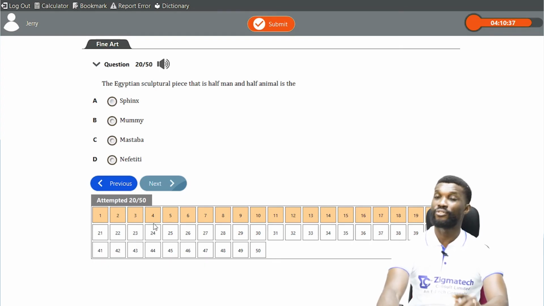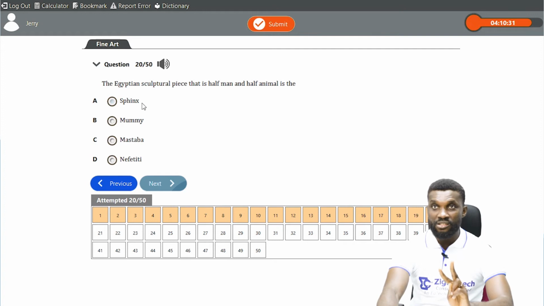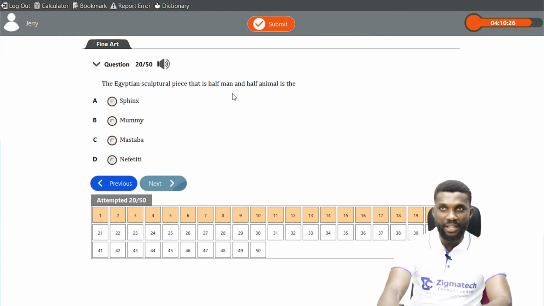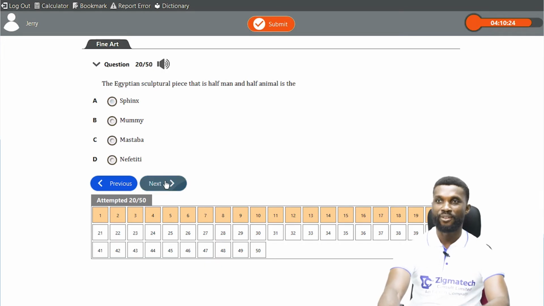The phoenix. The sphinx is spelled S-P-H-I-N-X. So, sphinx. So, that is the sculptural piece or this Egyptian god that is half human and half animal. All right, so now let's continue.